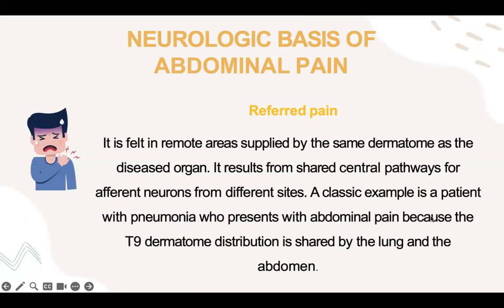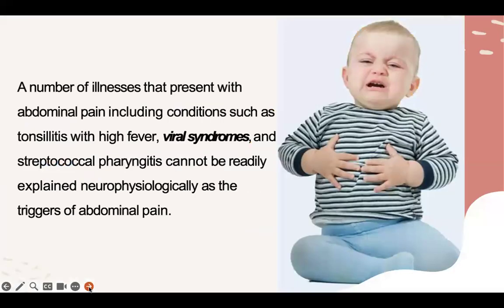Okay. The classical example is a patient with pneumonia who presents with abdominal pain because the T9 dermatome distribution is shared by the lung and abdomen. Similarly, pancreatic pain can be referred to the back. Here, the T1 to T5 dermatomes, which innervate the pancreas, share the same entry. At the same time, the somatic innervation of the back also enters the T1 to T5 dermatome. That is how pancreatic pain is referred to the back. So referred pain is due to the shared central pathways for the afferent neurons from different sites or organs.